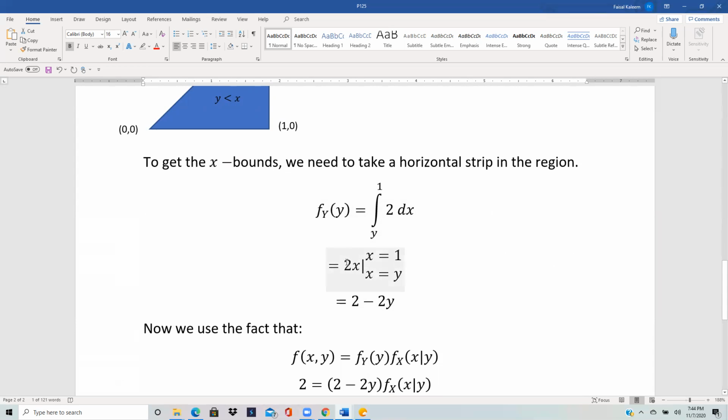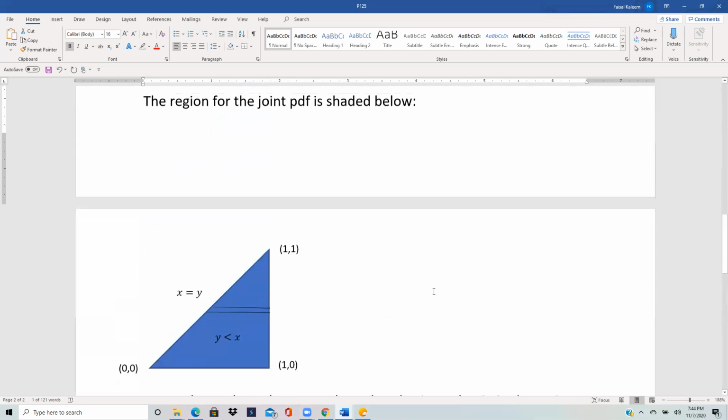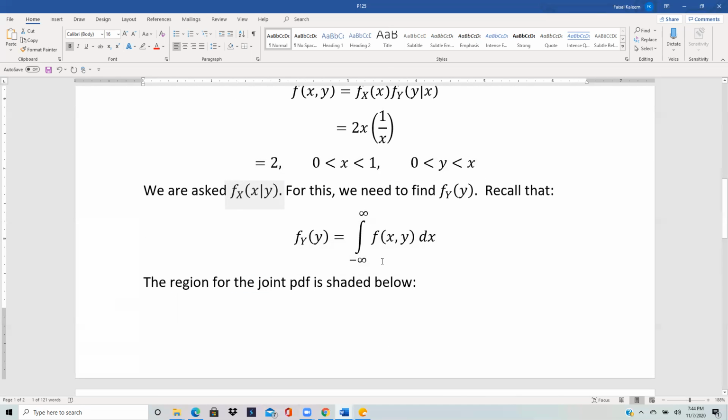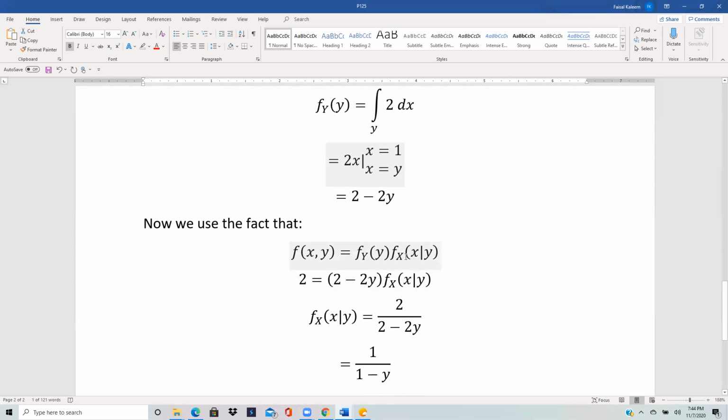And so now remember that the joint density can also be written like this: f_Y of y times f of x given y. And this is what we had to find, f of x given y. Since we want this in the equation, the other term over here has to be f_Y. And that is the reason why we found this f_Y.